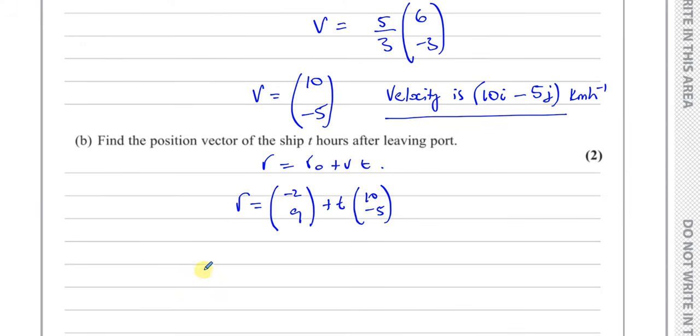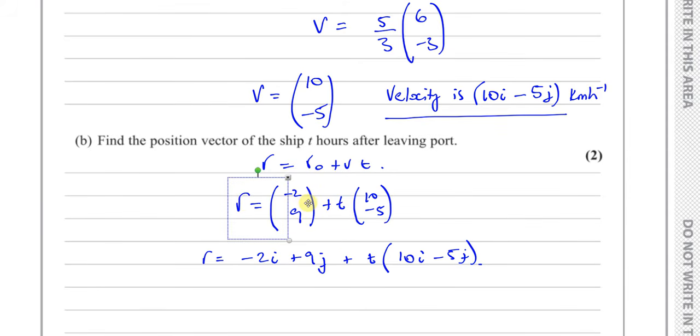So again, we can leave it like this, or we can write it as minus 2i plus 9j plus t times 10i minus 5j. You can write it like that. Either way is fine. As I said, I prefer to leave it in this form, so I'm going to take this form. I think we'll need it in the next question.